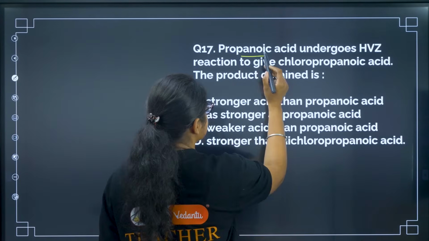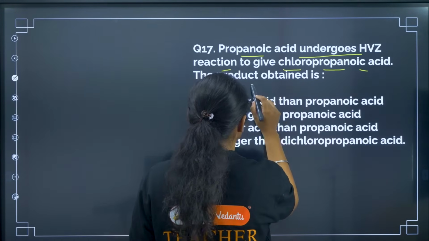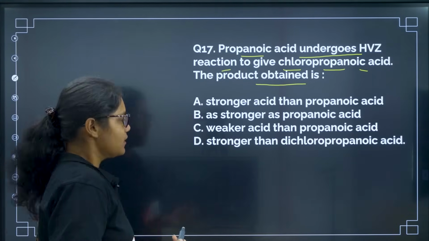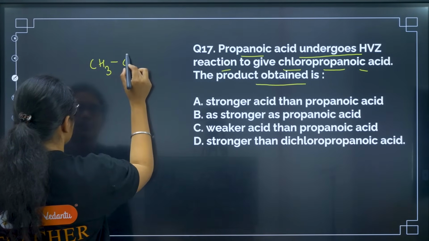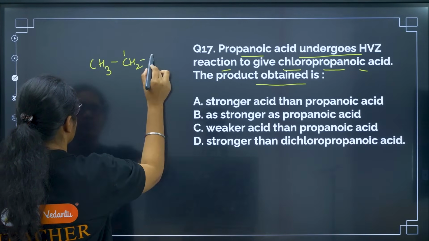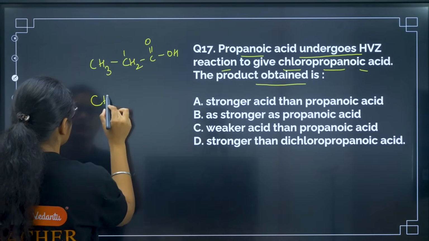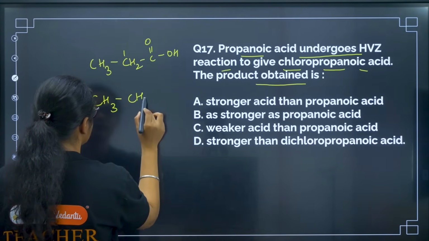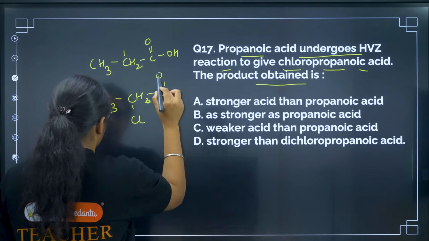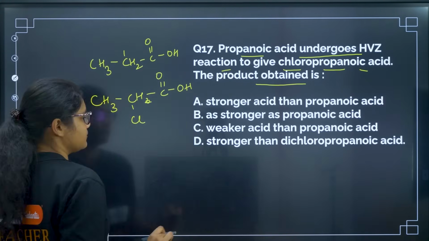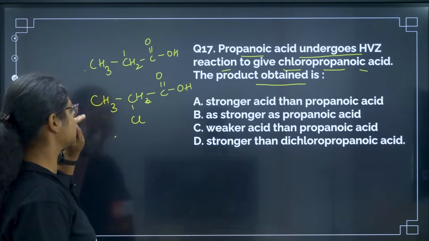Propanoic acid undergoes HVZ reaction to give chloropropanoic acid. The product obtained is, so we had this acid before, CH3CH2COOH, right? In propanoic acid, when we treat it with the HVZ reaction, we will get this one, right? Now the question is asking whether this is more acidic or this is more acidic.